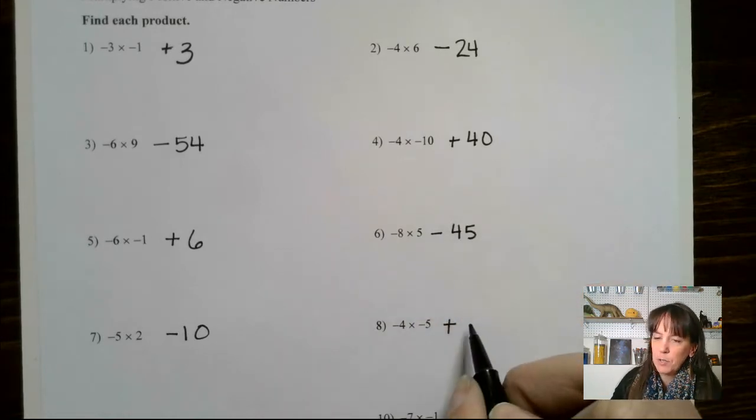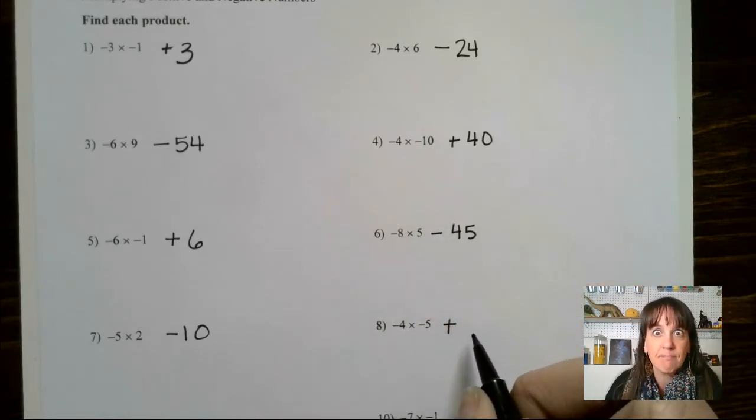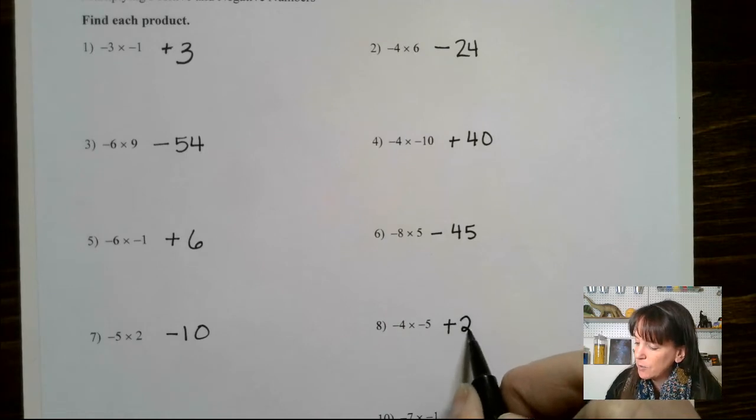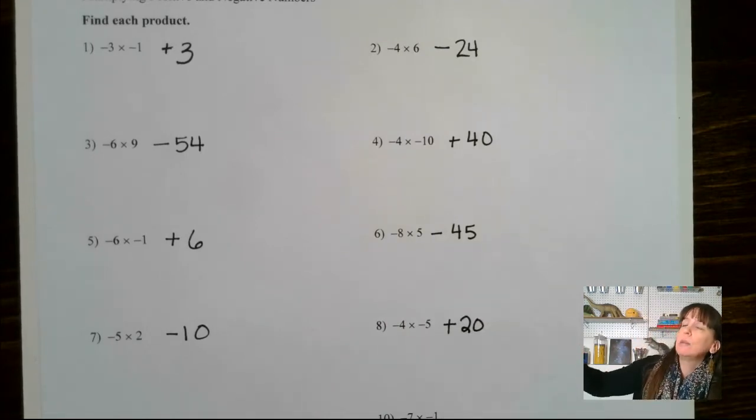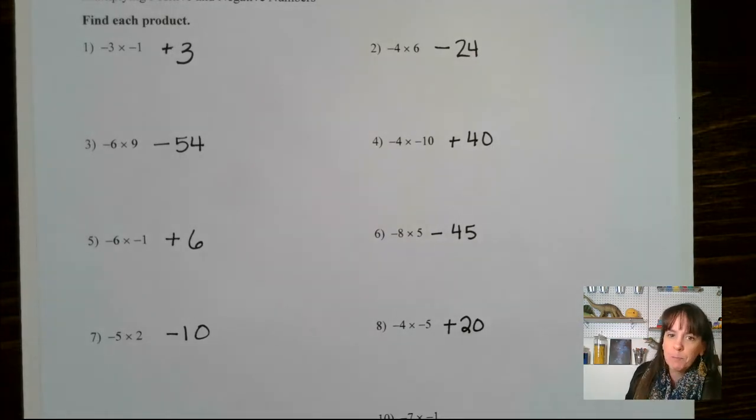I know you guys know your multiplication tables by now, right? If you do not, you need to at least learn your perfect squares, like 2 times 2, 3 times 3, 4 times 4. Oh my gosh, it'll make life so much easier. Okay, so that's multiplying and dividing positive and negative numbers.